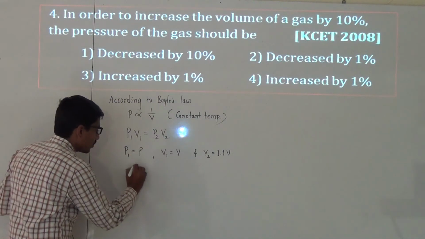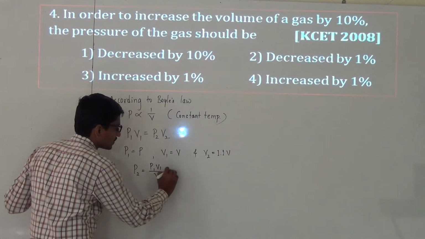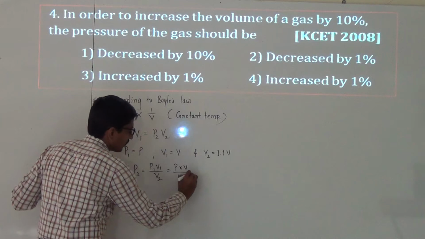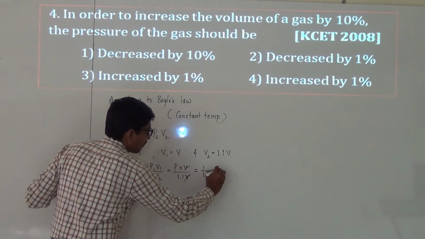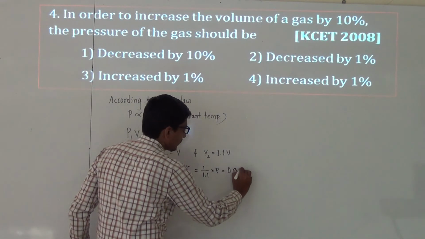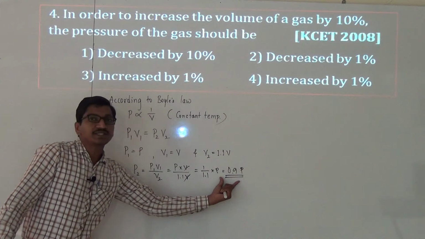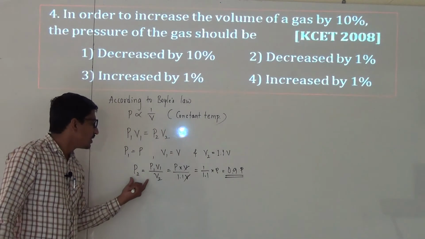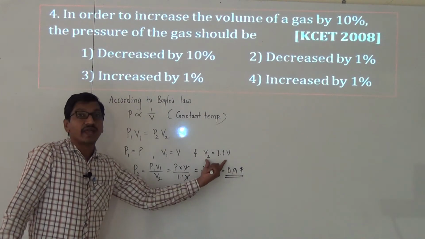Then from the above equation, P2 is equal to P1 V1 by V2. This is equal to P into V divided by 1.1 V. V gets cancelled. 1 by 1.1 into P, this is equal to 0.9 P. And the pressure of the gas is decreased by 10%. 0.9 means 90% of the pressure, when the volume of the gas is increased by 10%.